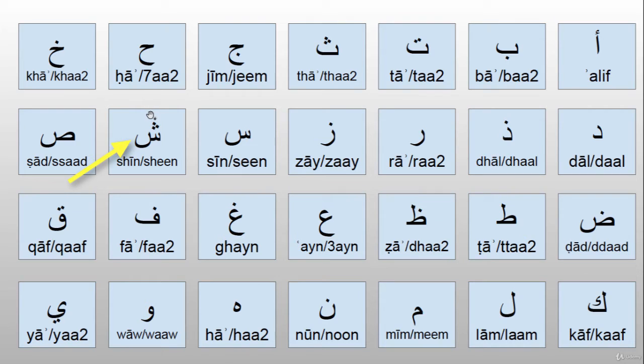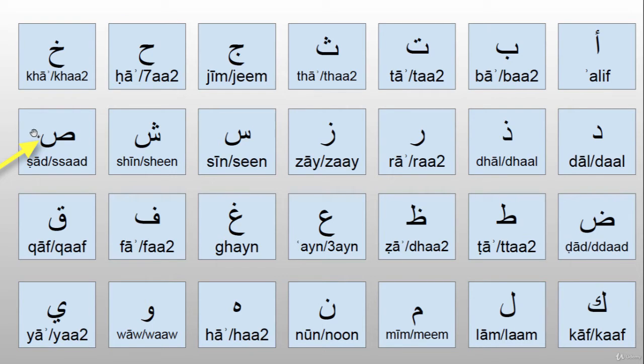And then we have Sheen, Sheen, which has the sound sh, as in the word should or shall. And then we have the letter Sod, Sod, which also has the sound S, yet in a more emphatic way. So it is not S, but it's more of S.